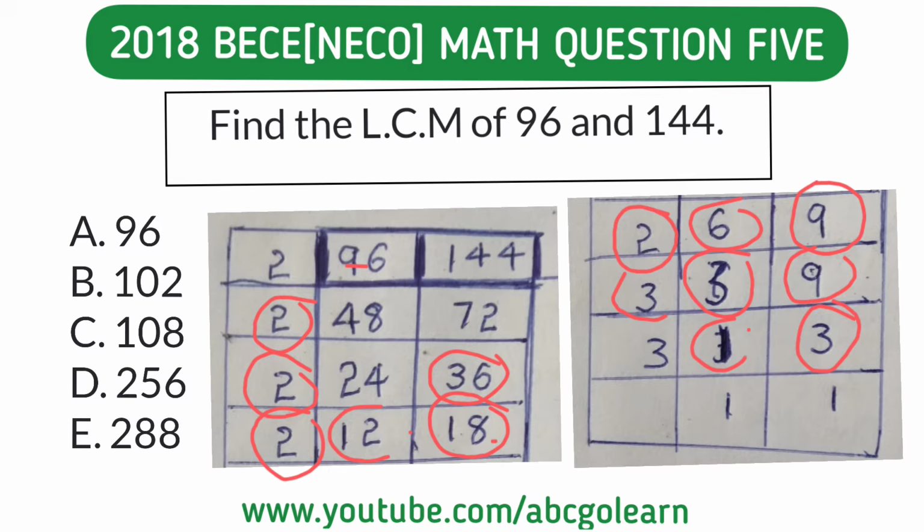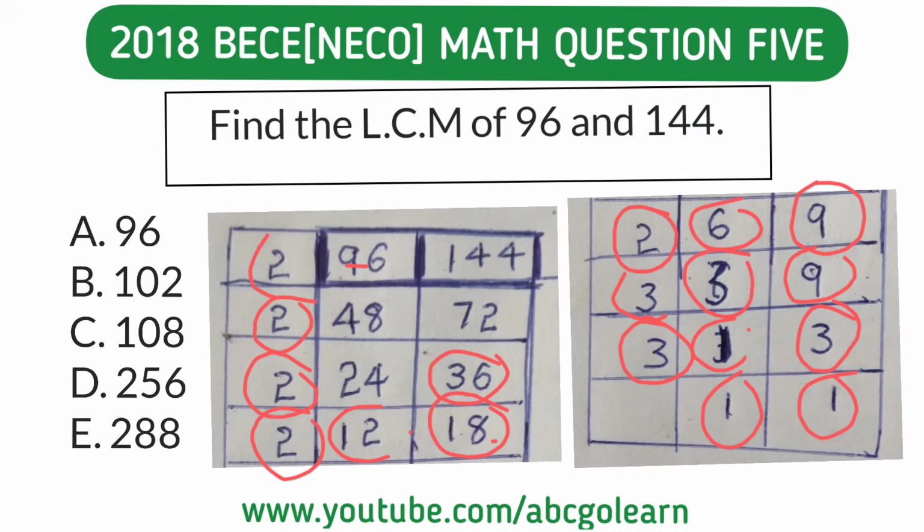But the thing now is that 96 has already given me 1, but this 144 hasn't given me 1. So the next thing I will do is to divide it by 3 again. If I divide it by 3 again, it will give me 1. So I've gotten 1 and I've gotten 1. That's the end. The next thing now is for me to write out what I used all through to divide these numbers.